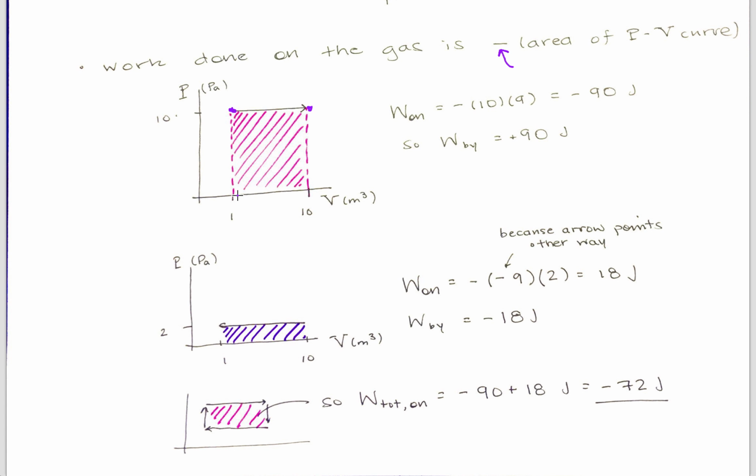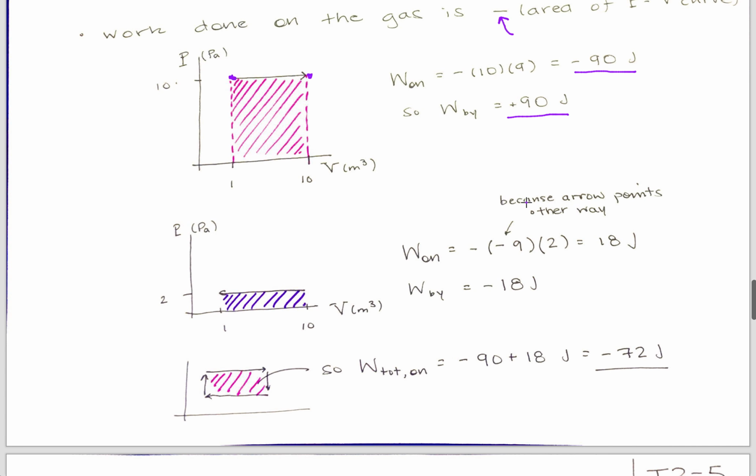So here, let's see, I had a width of 9 and a height of 10, and so there's my area. And then I had this extra negative sign just coming from the equation for work done on the gas. So in this case, that's negative 90 joules. If I wanted the work done by the gas, it would just be the opposite of that. So in this case, it would just be plus 90 joules.